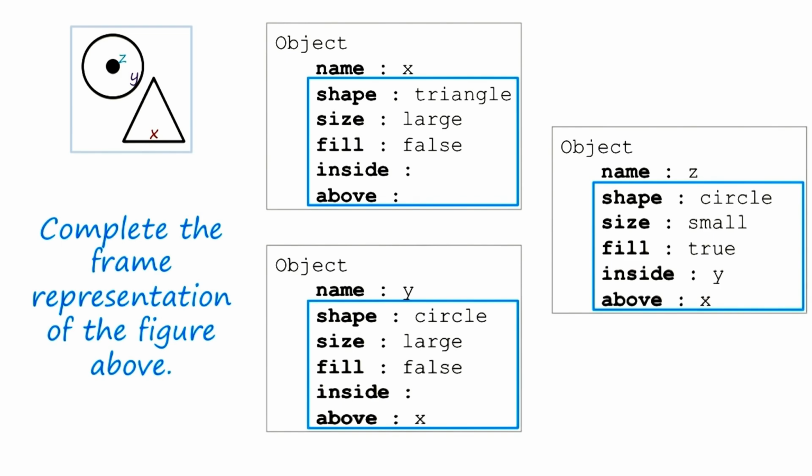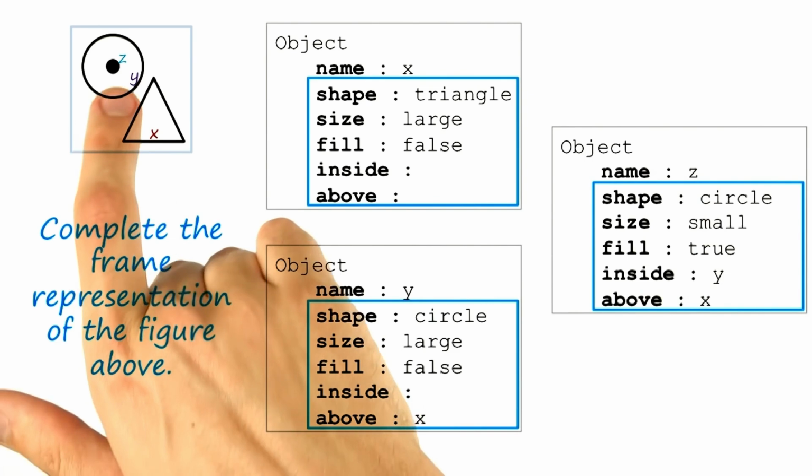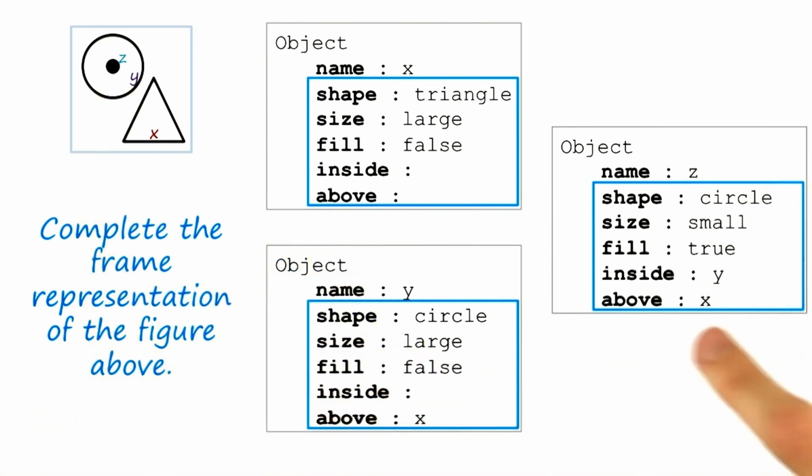As far as the relationships go, in this case we have that Z is inside Y, Z is above X, which it is, and Y is also above X. Good, David, that sounds right to me.